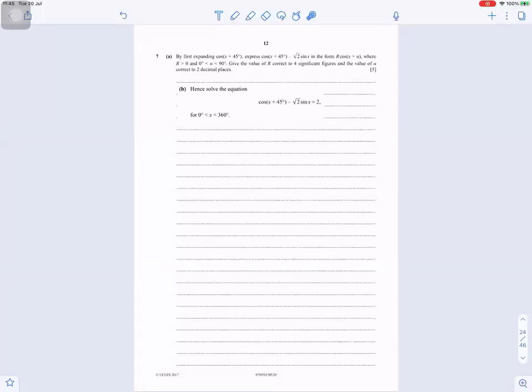Question number 7. By first expanding cos x plus 45 degrees, express cos x plus 45 degrees minus root 2 sine x in the form r cos x plus alpha, where r is greater than 0 and 0 degrees is less than alpha less than 90. Give the value of r correct to 4 significant figures and the value of alpha correct to 2 decimal places. And then we have part B as well.